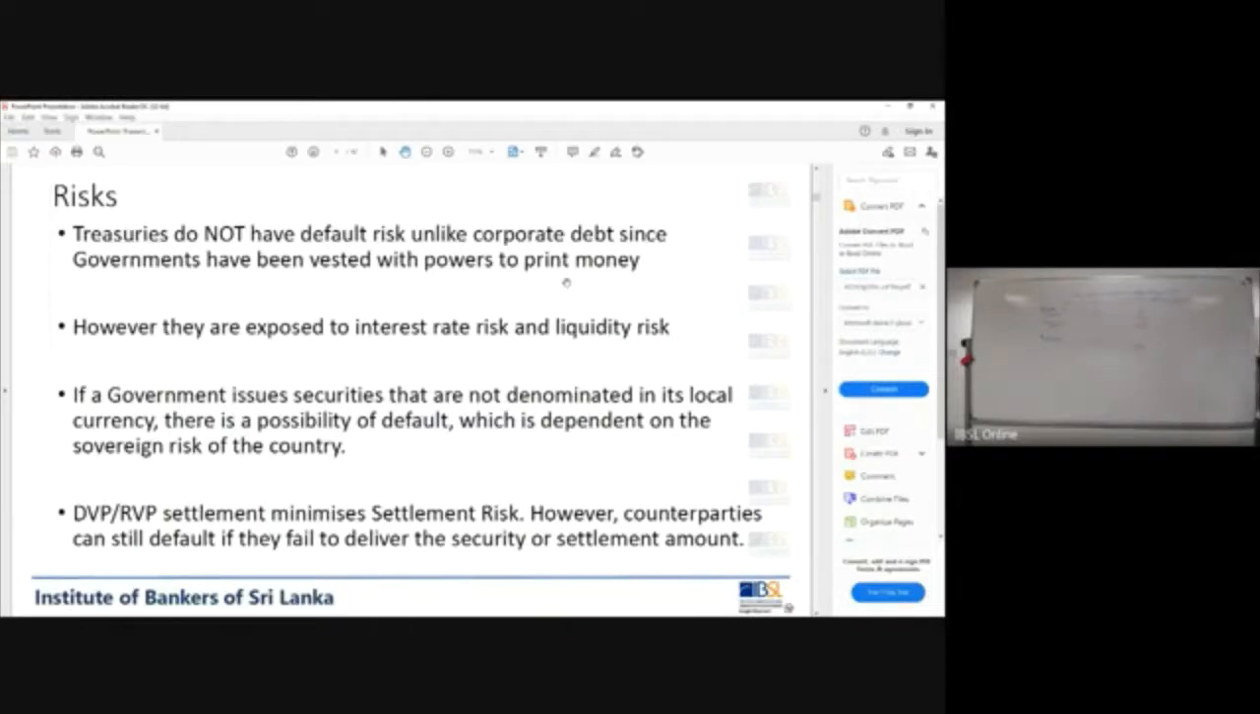Then to reduce settlement risk, DVP-RVP has been introduced. DVP-RVP is delivery versus payment and receipt versus payment. That means if you do a bond transaction or bill transaction, the settlement happens simultaneously. However, counterparties can still default if they fail to deliver the security or the settlement amount.